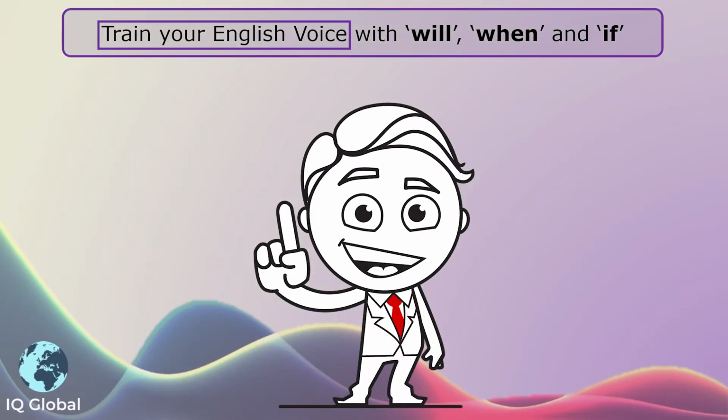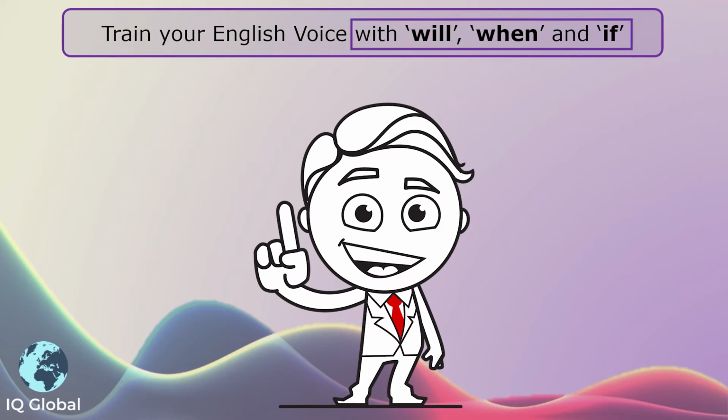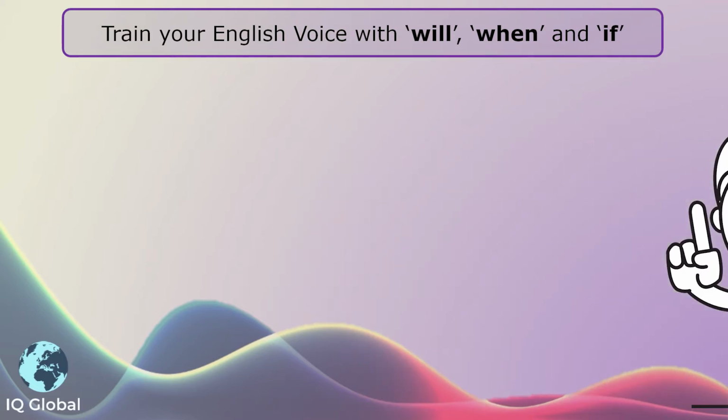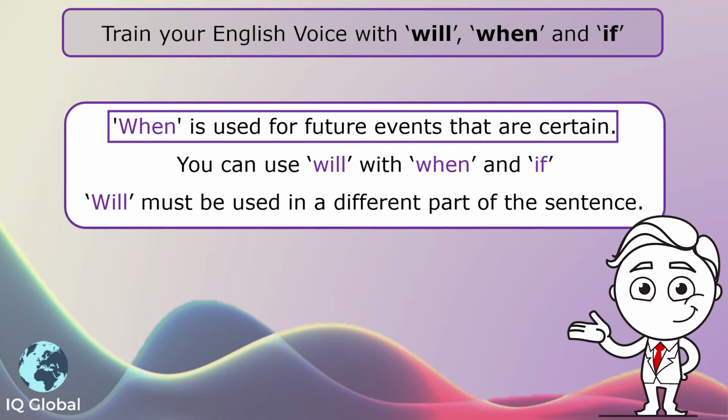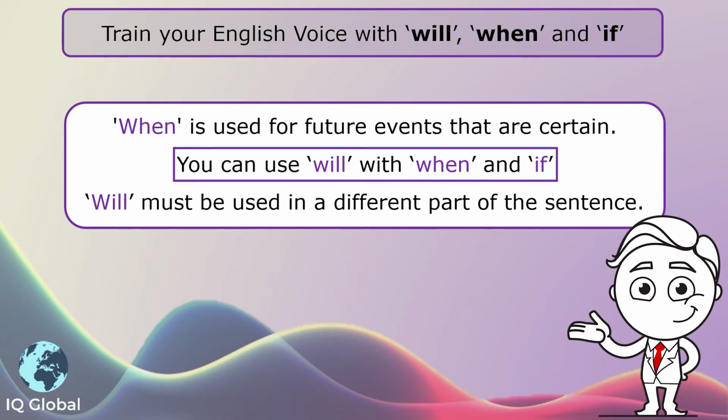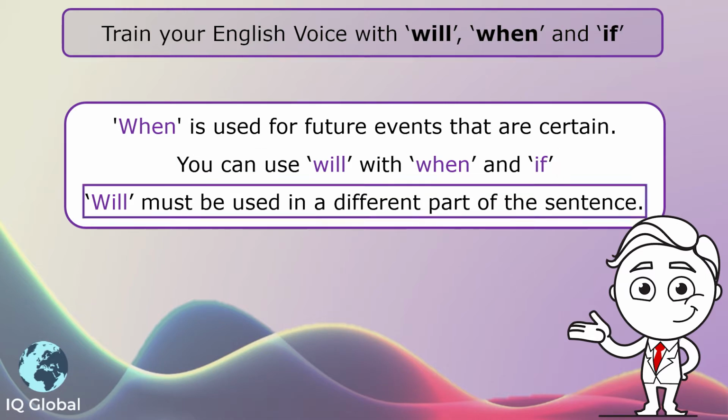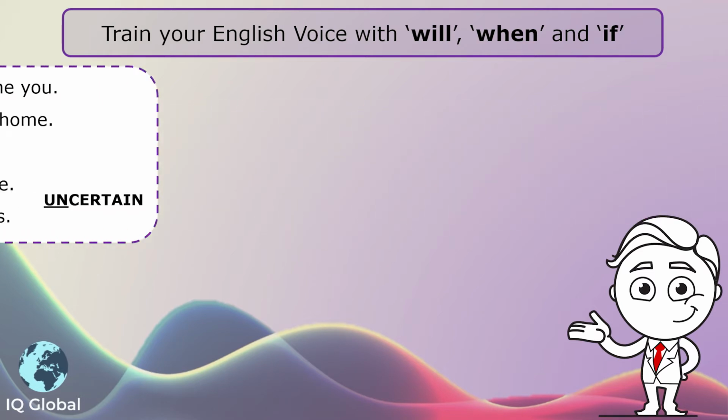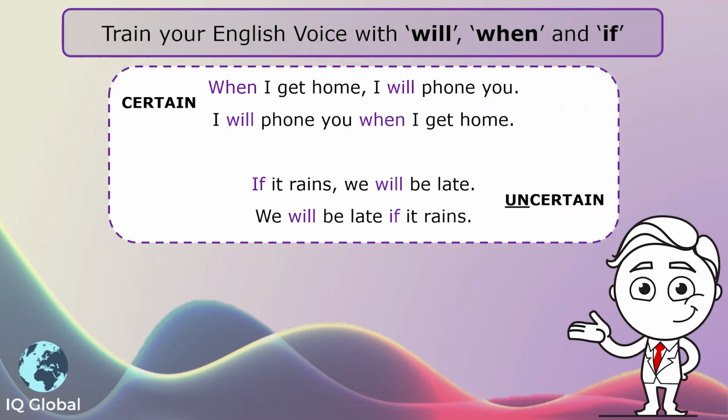Train your English voice with will, when, and if. When is used for future events that are certain. You can use will with when and if. Will must be used in a different part of the sentence. Let's look at some example sentences.